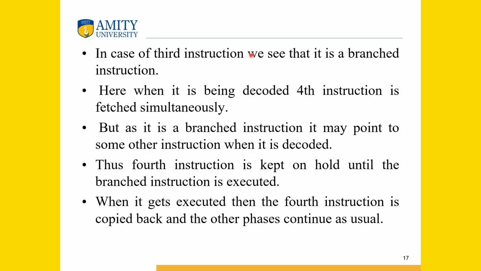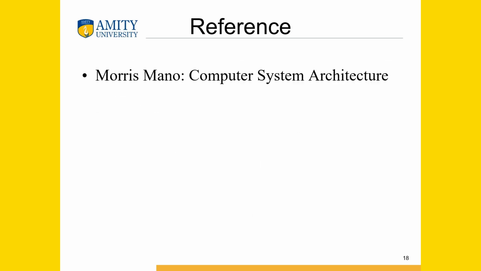In the case of the third, we can see that it is a branched instruction as we had seen. When it was being decoded, the fourth instruction was fetched simultaneously, but the decoding told us that there was a branching. Hence, we keep the fourth on hold until the third was executed. Once the third was completely executed, we copied the fourth instruction and went back to the phases to continue as usual.